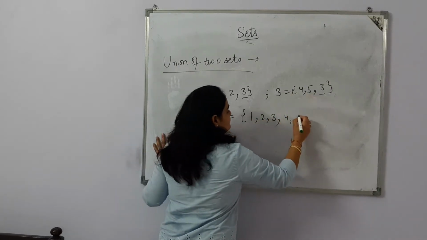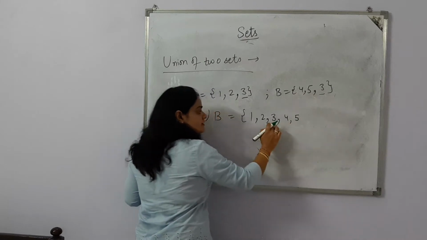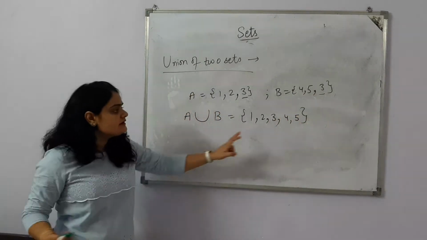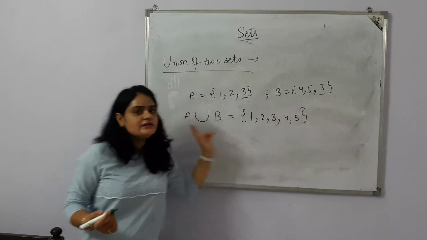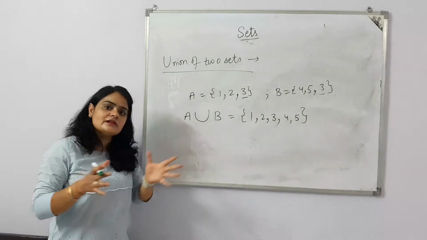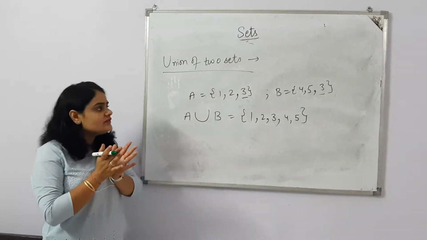4, 5, and we will not write 3 here because 3 is already present here. So 3, 4, 5 is also in the union. Union means we have to club the terms. We have to club the terms.